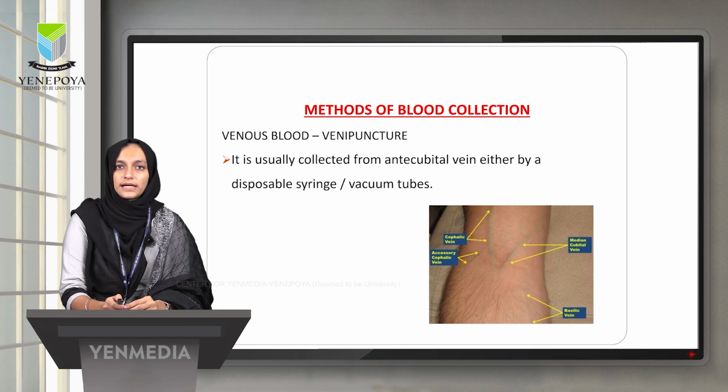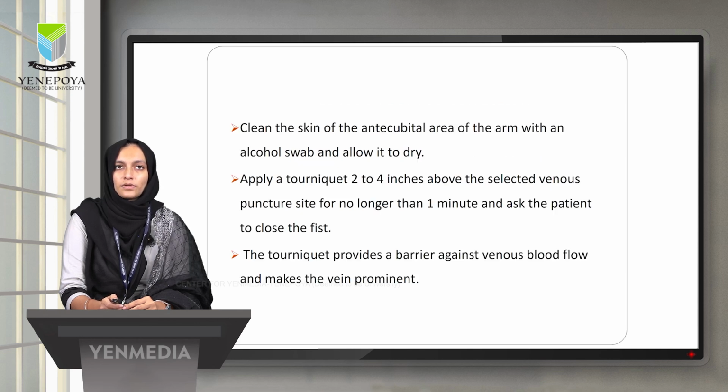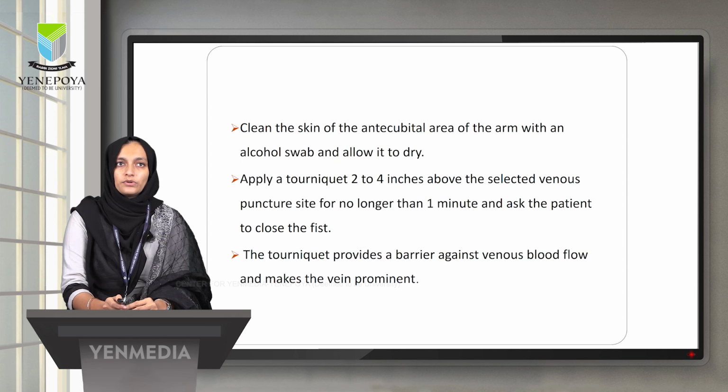Venous blood is collected by venipuncture. Usually we collect from the antecubital vein, either by a disposable syringe or vacuum tubes. These are the veins: cephalic vein, accessory cephalic vein, basilic vein and median cubital vein. First we have to clean the skin of the antecubital area of the arm with an alcohol swab. We have to clean in a circular motion from the center to the periphery.